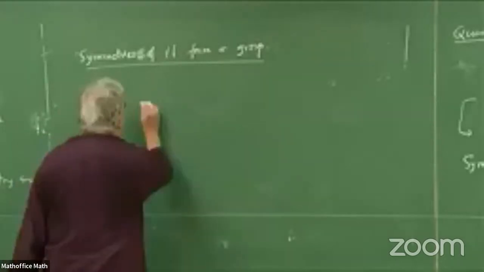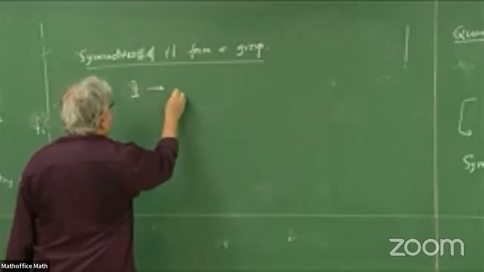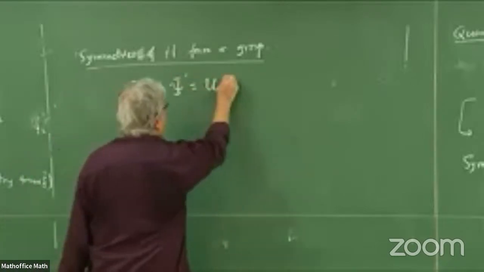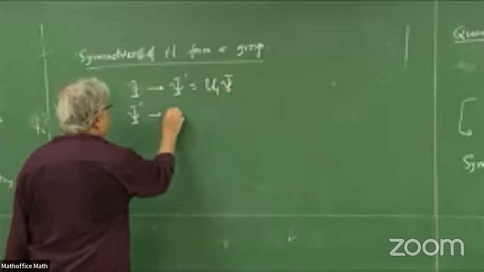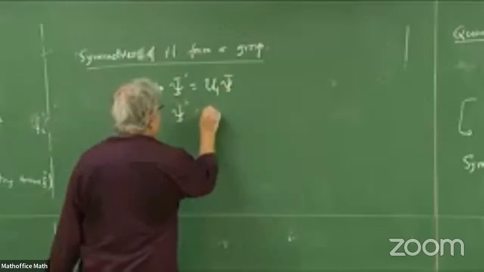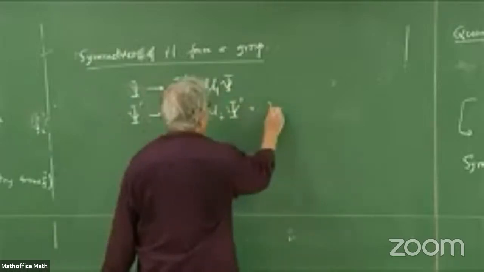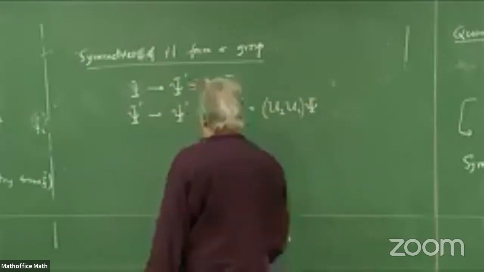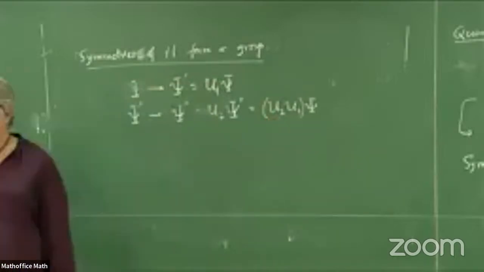Let's say you have U. You have a state psi. It goes to a state psi prime. Let us say U1 into psi. And then you have another state, psi prime, which goes to some other state, psi double prime. This is U2 into psi prime, which is equal to U2 U1 into psi. So effectively, the psi double prime is U2 U1 psi. That's the result of two transformations. That's a composition.